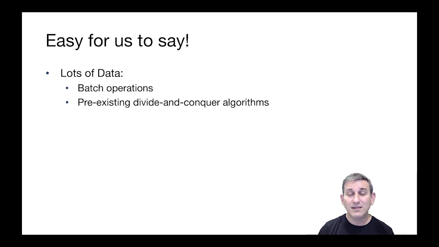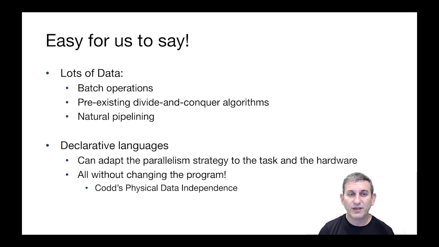Now in databases, it's actually easy for us to say this because it's easier for us to do this. In some cases, getting pipeline or partition parallelism can be hard. We actually have some advantages. We have lots of data, and we have batch operations on that data, so set operations, and we have our pre-existing divide and conquer algorithm. So we already know how to divide up this data and conquer it piecewise. So those pieces can be handled in parallel. In addition to that partitioning ability, we have natural pipelining in a lot of our operators. As we saw with the iterator model, we get pipelining kind of for free.